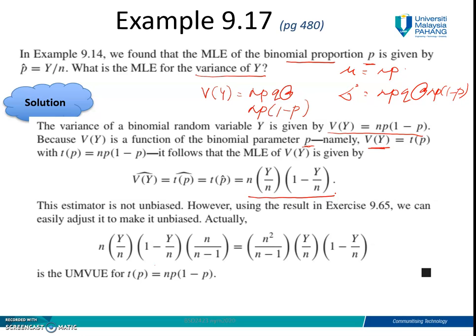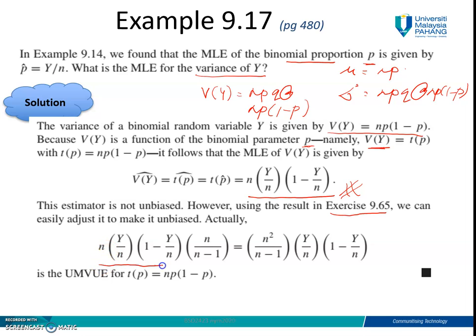Basically, later you will learn whether this estimator is unbiased or biased. You will learn it in the next video. But here, we know that this is not unbiased, which means biased. However, using the result in exercise 9.65, you can try to look at exercise 9.65, this one can be adjusted to make it unbiased. How is it? So look here.